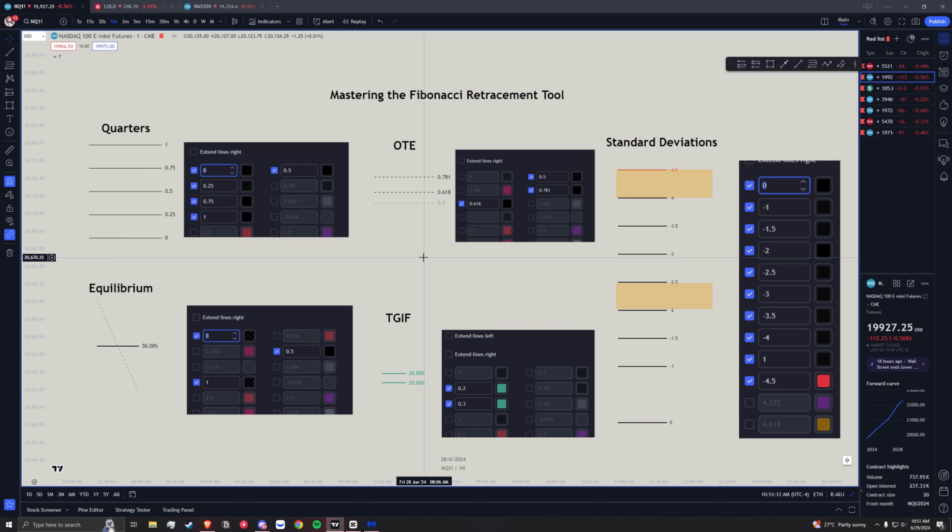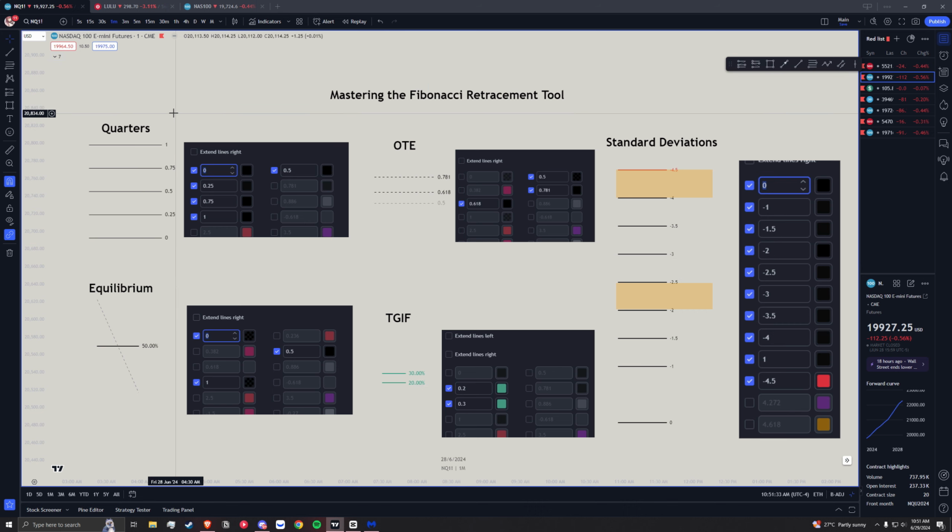What's going on, everyone? In today's episode of Understanding ICT Concepts, we're going to be talking about mastering the Fibonacci retracement tool. So these are the 5 Fibonacci retracement tool templates that I use, and I'm going to show you guys how to use them and exactly what they mean and everything you need to know about them pretty much.